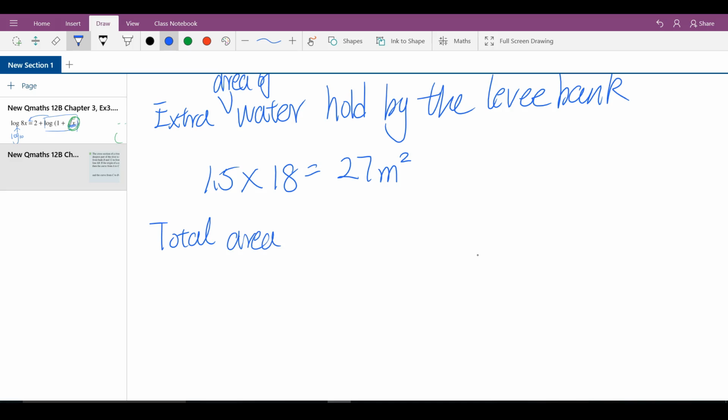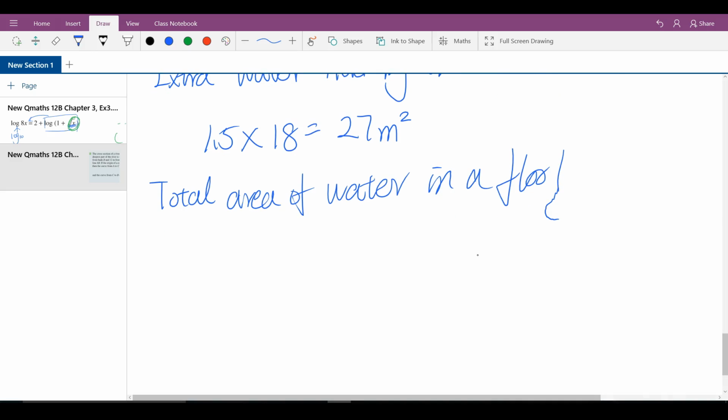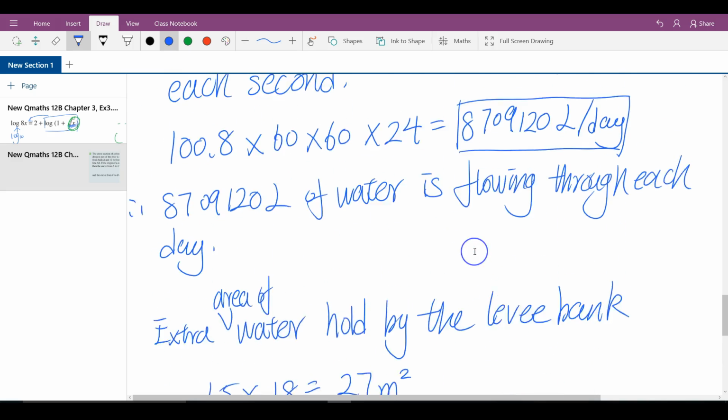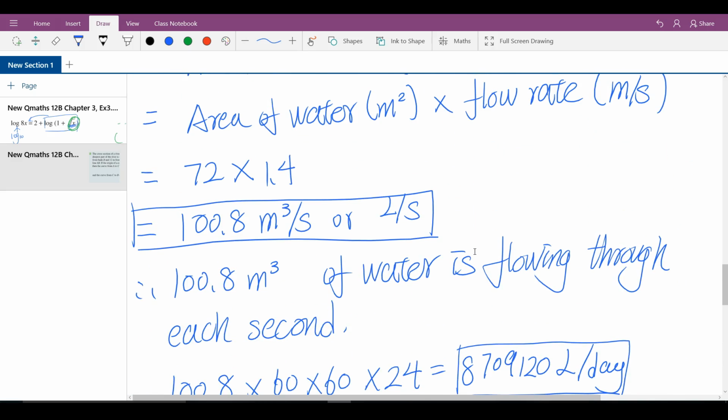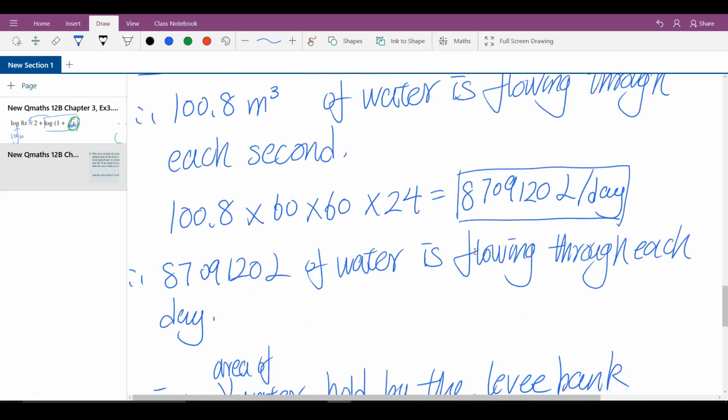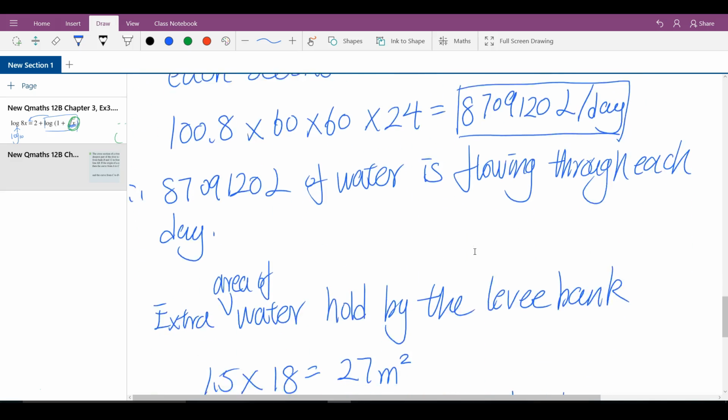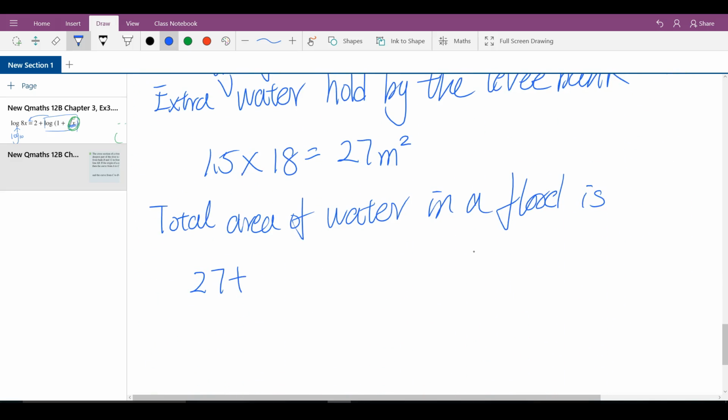All right, so therefore the total area of water in a storm, in a flood, is 27 plus the one that we got before, which is 72. Gives you 99 meters squared of water.